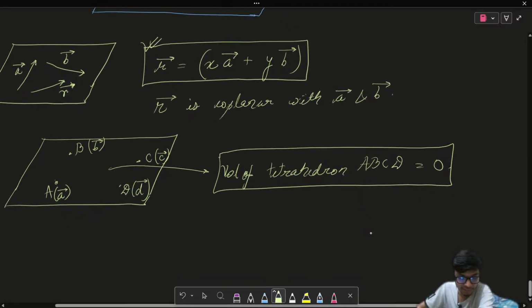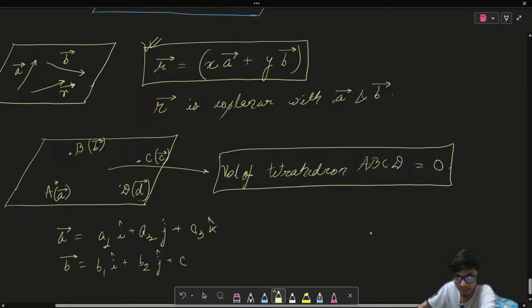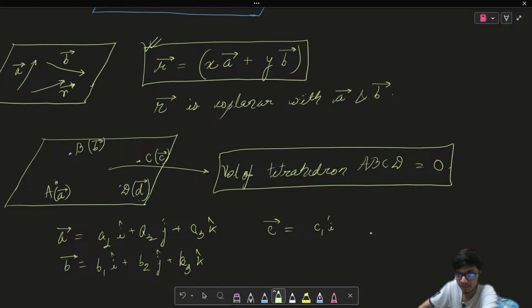If I have a vector, b vector, c vector, and d vector as position vectors, then individually the a vector can be written as a1 i cap plus a2 j cap plus a3 k cap. Similarly, my b vector can be written as b1 i cap plus b2 j cap plus b3 k cap. Similarly, my c vector can be written as c1 i cap plus c2 j cap plus c3 k cap. And similarly, my d vector can be written as d1 i cap plus d2 j cap plus d3 k cap.